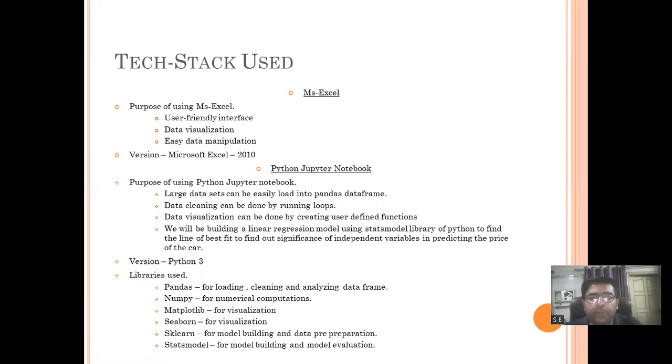Tech stacks used in this project: I used MS Excel as well as Python Jupyter Notebook. Some of the libraries I used in the Python Jupyter Notebook are Pandas, NumPy, Matplotlib and Seaborn. And for the model creation, I used sklearn and statsmodels. I will be discussing these details in my coming presentation.